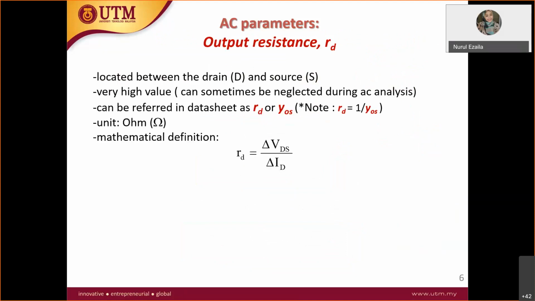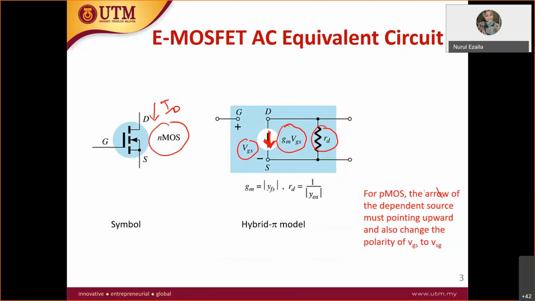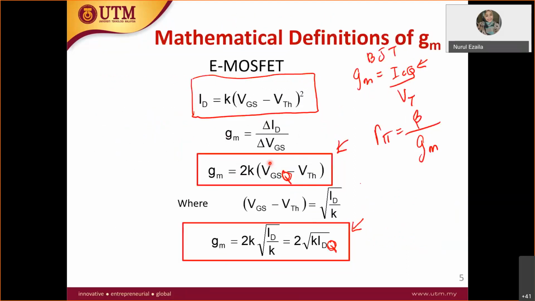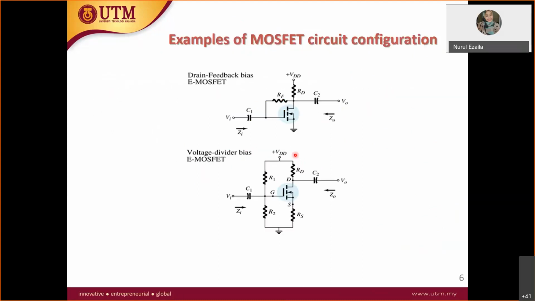All right. For the output resistance, it is rarely asked. The output resistance is actually the total internal resistance from drain to the source. You can measure that by the change in VDS over the change in ID. All right.